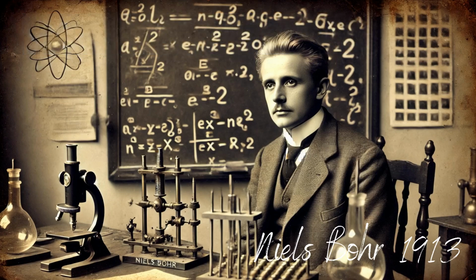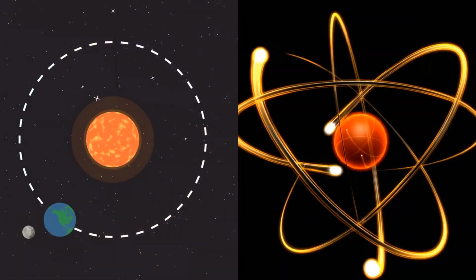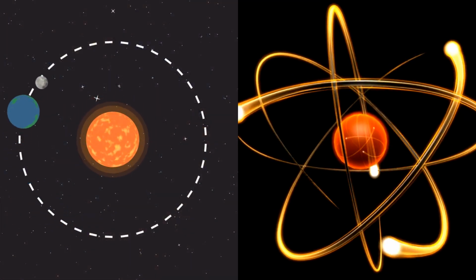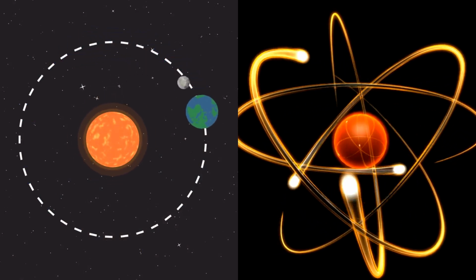Did you know that our modern understanding of electronic structure began with Niels Bohr in 1913? Bohr, a Danish physicist, proposed that electrons surround the nucleus in specific energy levels, similar to how planets orbit the Sun. Let's consider this visually to understand what he meant. On the left of the screen is the Earth orbiting the Sun. On the right-hand side are electrons surrounding the nucleus. Can you see how they are similar?